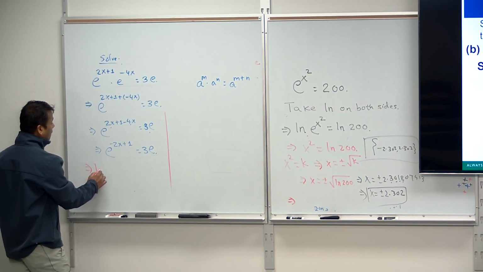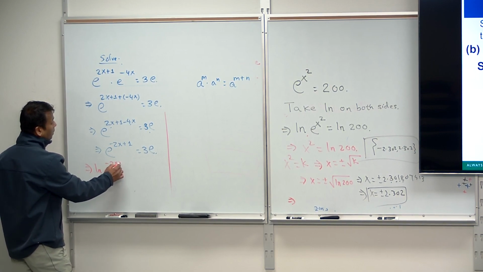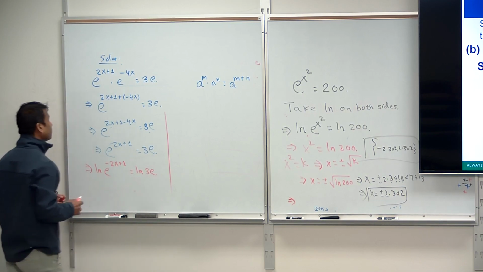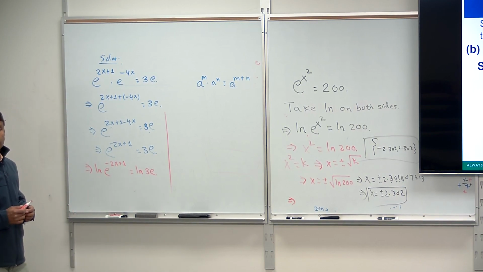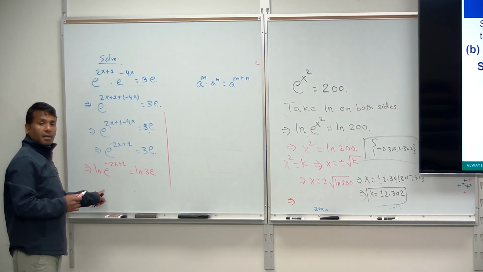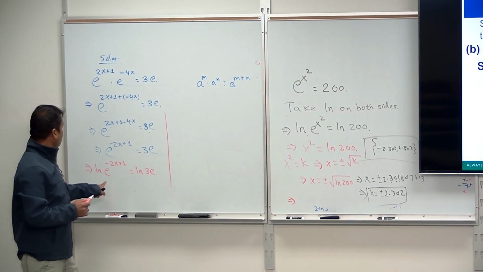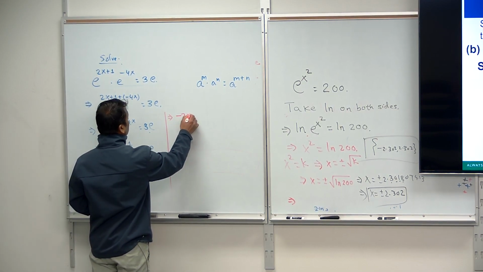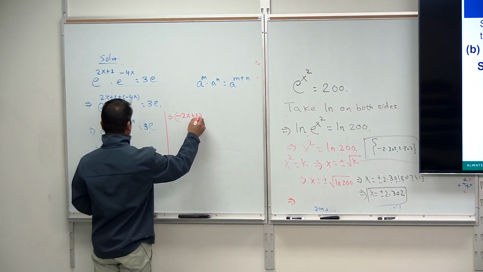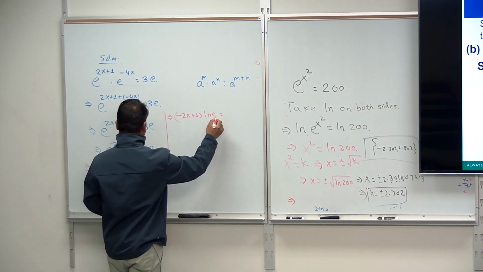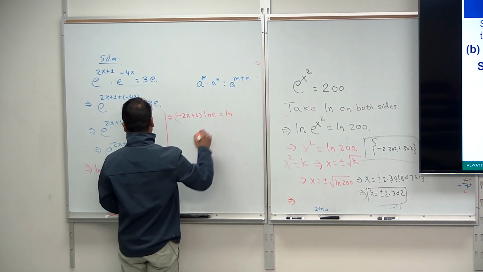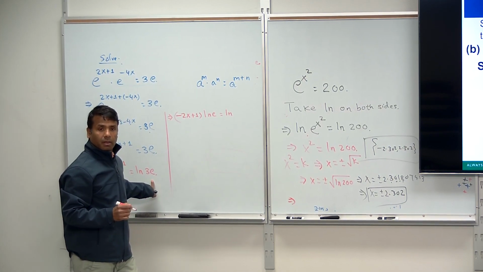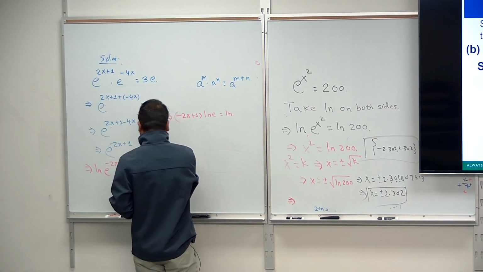So this is ln of e to the power negative 2x plus 1 equal to ln 3e. Right? And then use the power property. So this is the same as negative 2x plus 1 times ln e equals ln 3e. Use the product property. You remember the product property?